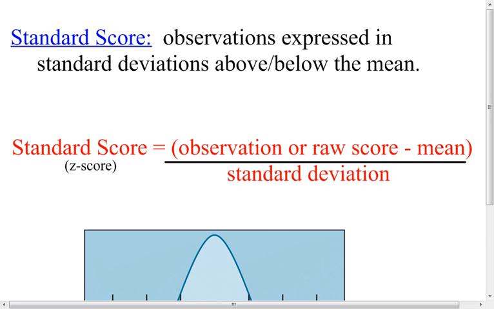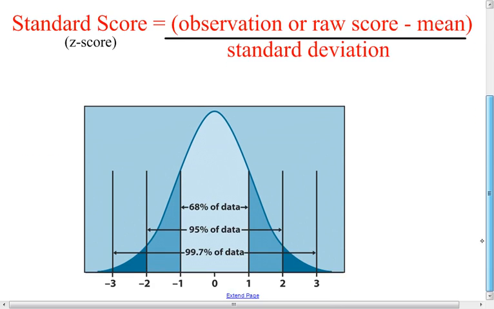You're going to take the observation or the raw score. It might be just whatever you're talking about in any given situation, if it's the height or a score on a test or a weight of sugar or something, okay? But the raw score minus the mean, and divide that by the standard deviation. Standard score is also called a z-score. I'm not sure why they use the letter z, but they do.